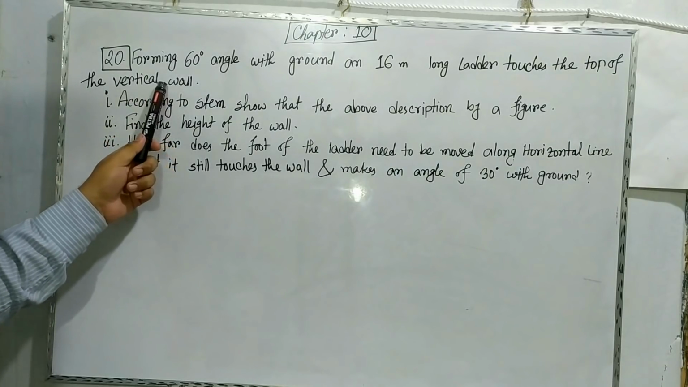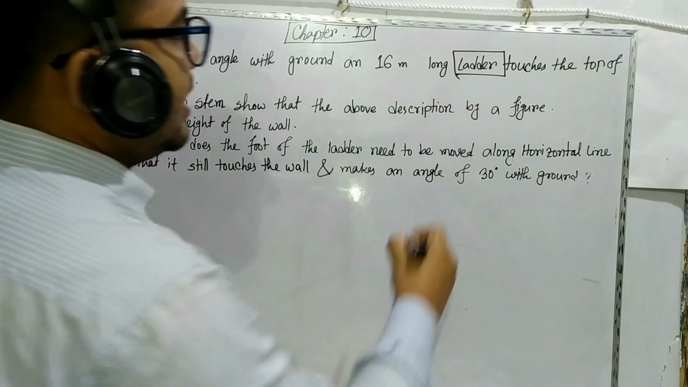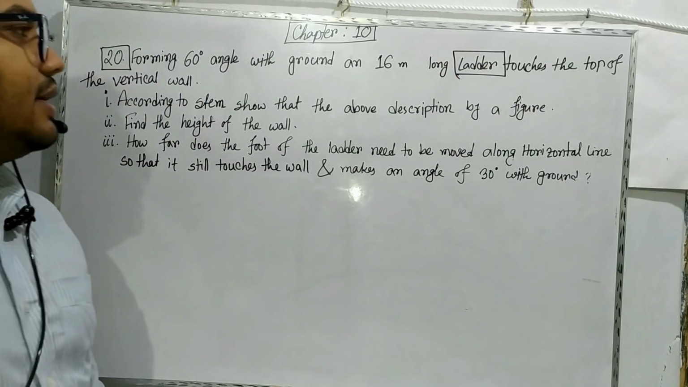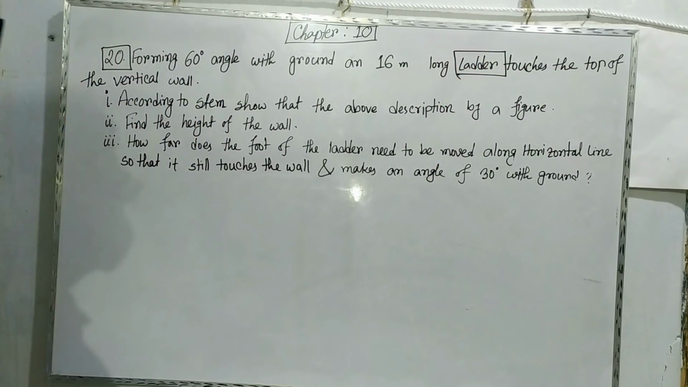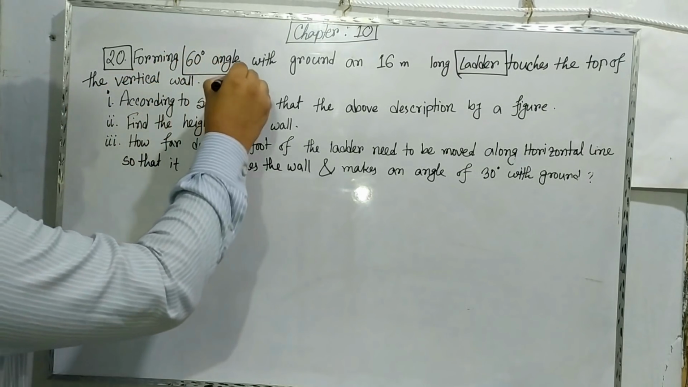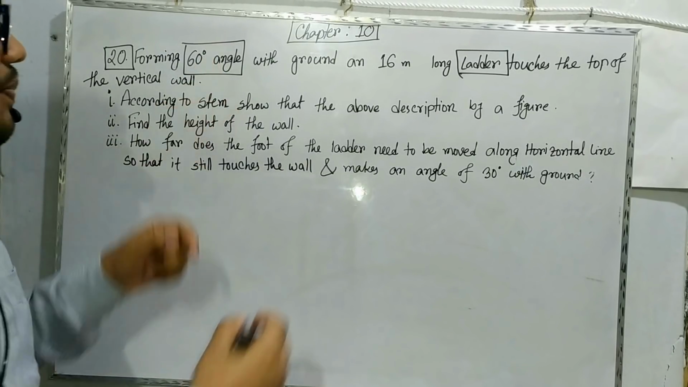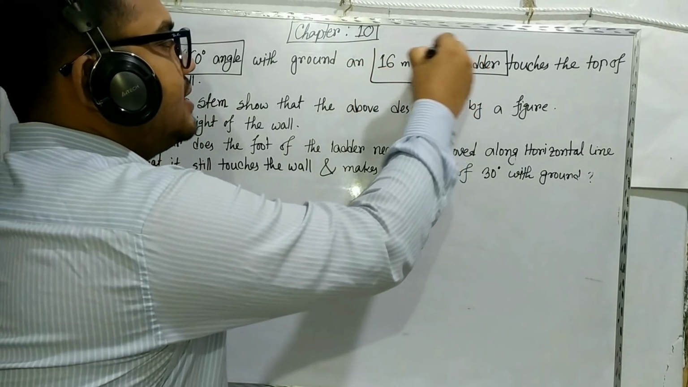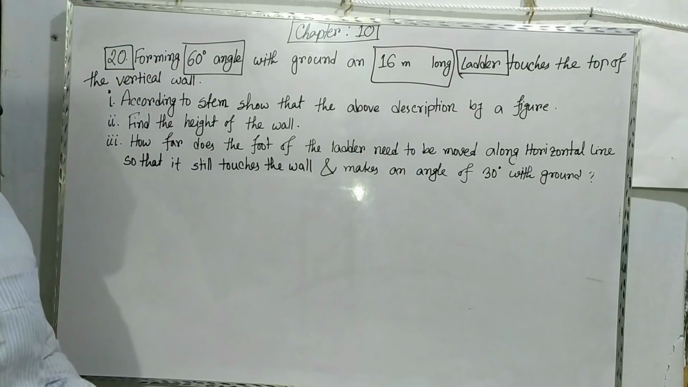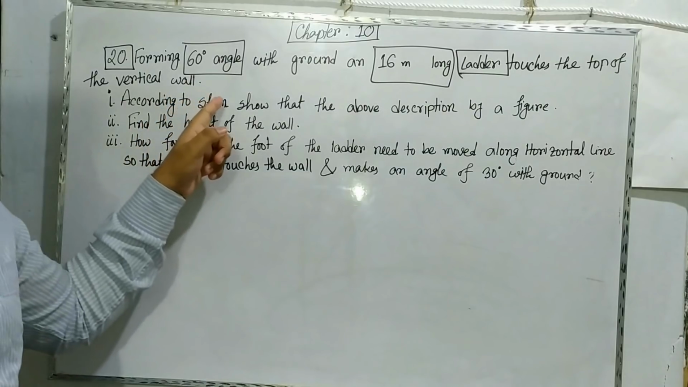So, the first word is ladder. We know the ladder, I think. Ladder in Bengali is called moi. So, what is given? We have to find the data that is actually given here. First of all, the angle is given and the length of the ladder is given, and it touches the top of the vertical wall.